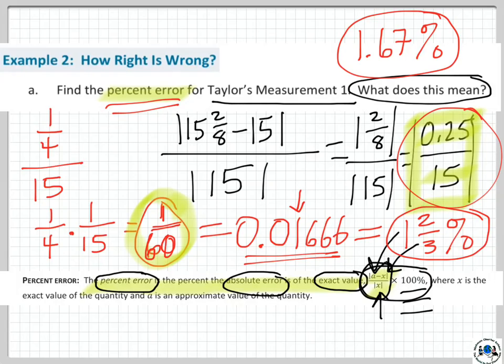So our percent error here is 1 2/3%, which doesn't sound drastic. Doesn't sound too bad. But again, I'm not sure exactly what is a good percent error, and we're not going to even discuss that in this lesson.